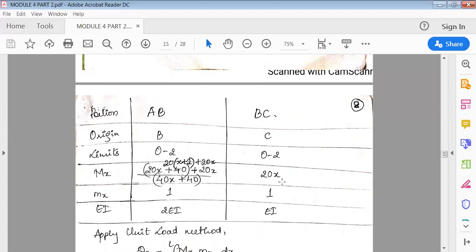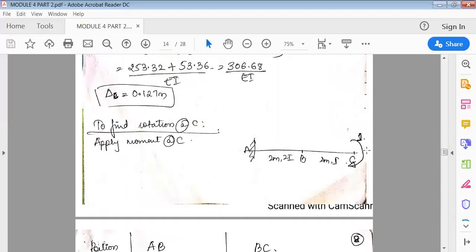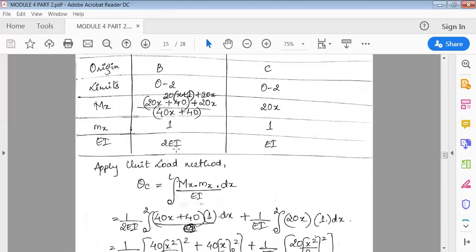Next, in BC, it would be the total load, that is 20 into x. So the bending moment in AB and BC would be the same. There is one complete moment acting throughout the beam. In AB also it will have the same impact, BC also it will have the same impact. So EI is 2 EI here and here it is only EI. Now apply the unit load method.